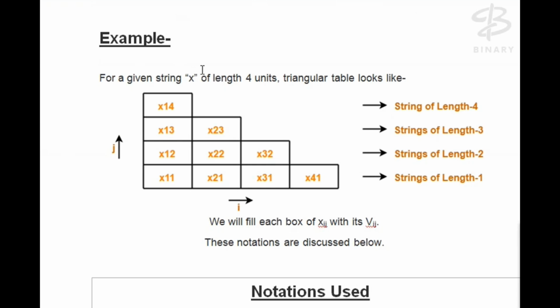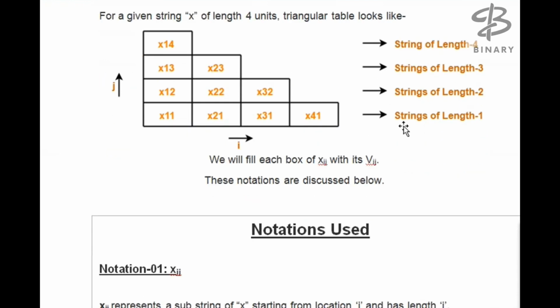So for any given string x of length 4 units, मान लीजिए suppose 4 substrings are there, so the triangular table will look like this. तो अभी आपने देखा था that first it will start from here, then.